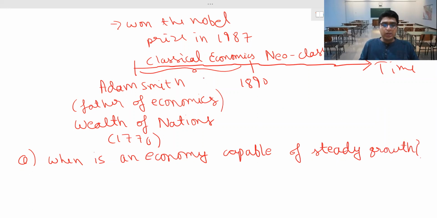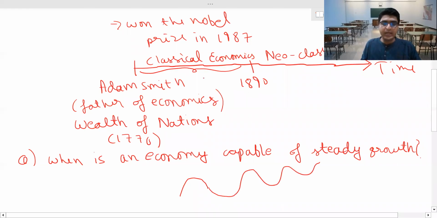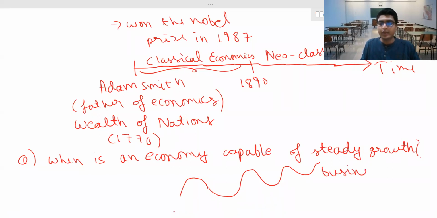So the thing is, we all are very well aware of the business cycles, right? The economy at first grows up, reaches its top, then starts going down, recession comes, depression comes, and this cycle keeps on going, right? Boom comes, recession comes, depression comes, so this whole thing keeps on going, right? So an interesting question is, when is an economy capable of steady growth? By steady we mean constant growth, okay? If with time changes keep on happening in the economy, then when is an economy capable of steady growth?